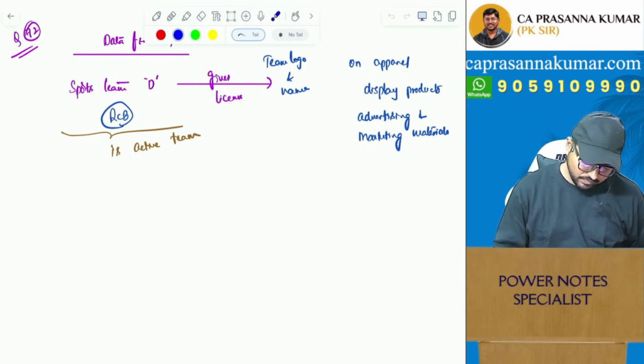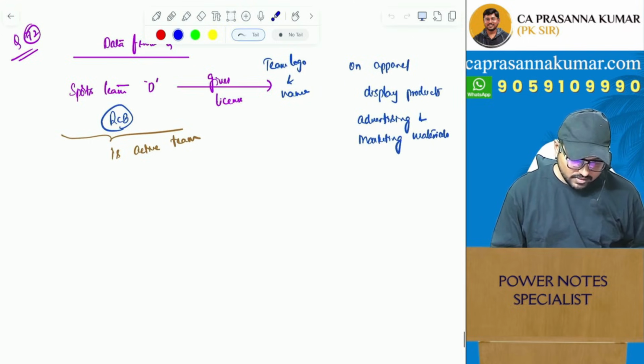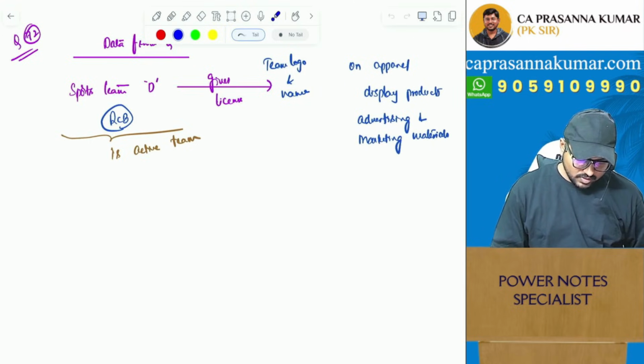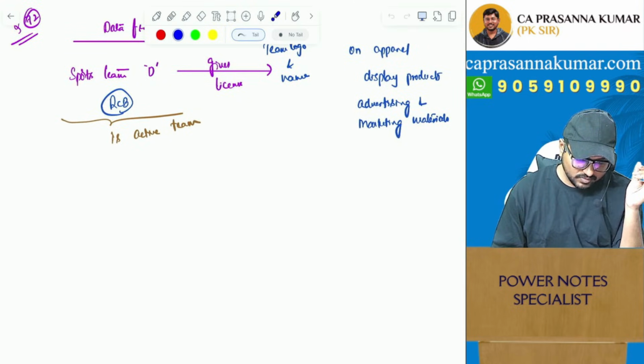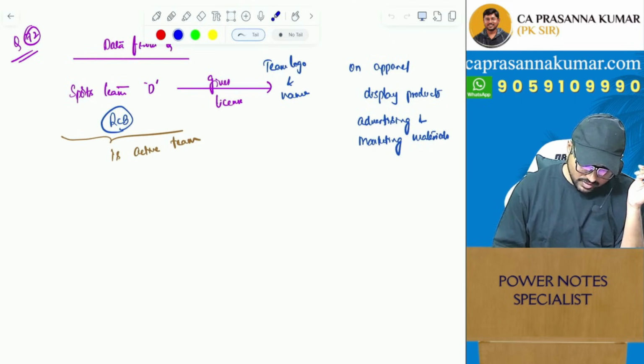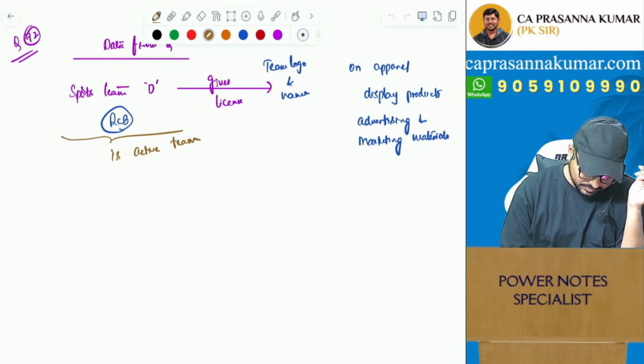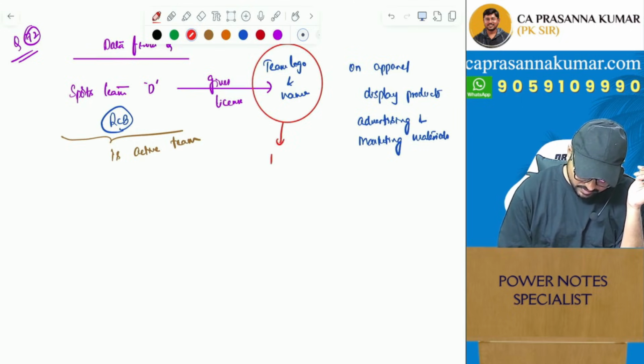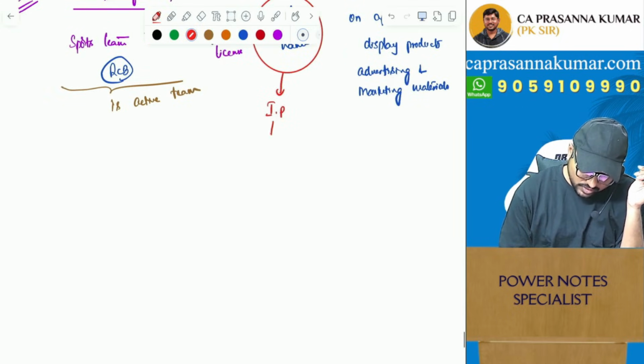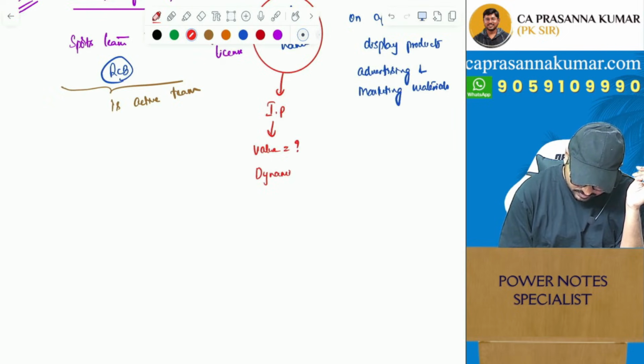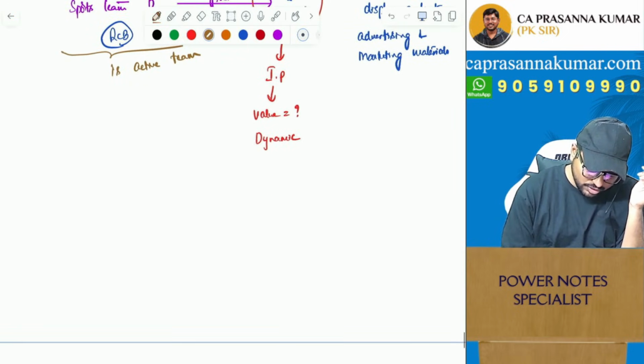Anyways, clear? Ready? Okay, now tell me one thing. What is the intellectual property over here? Team logo and name. This is the IP. Now the next question is, what is the value of this IP? It is dynamic. Why is the value of this intellectual property dynamic?